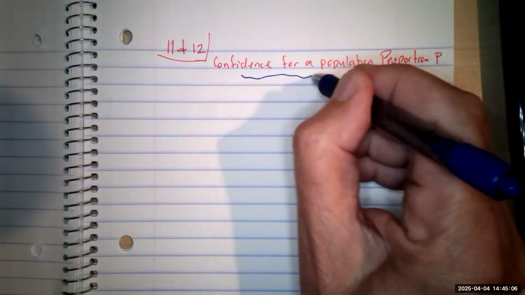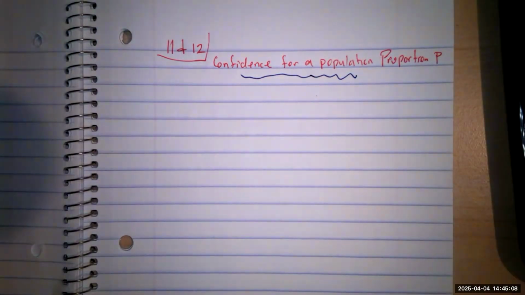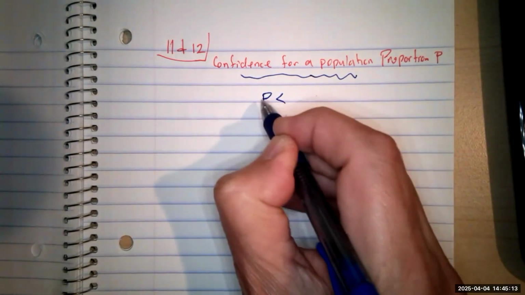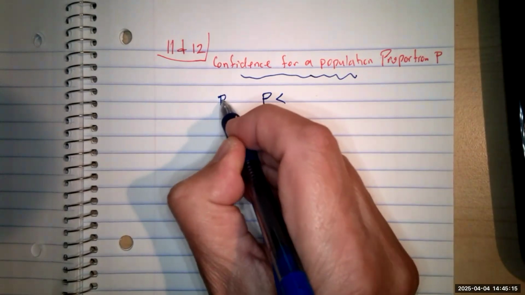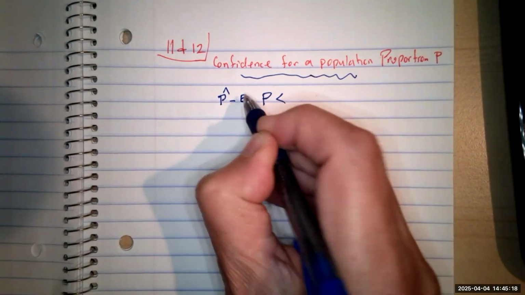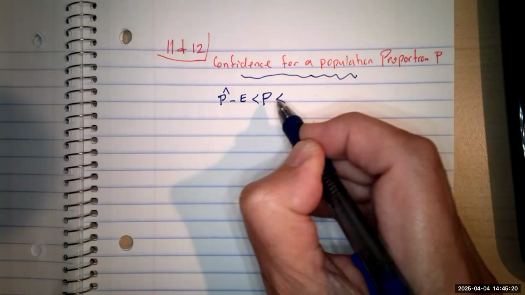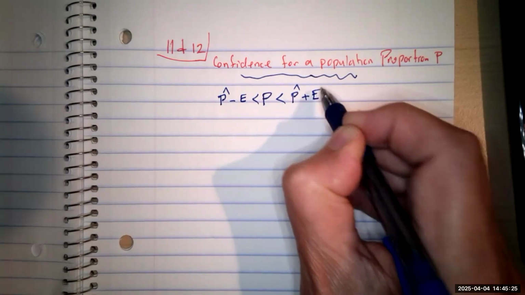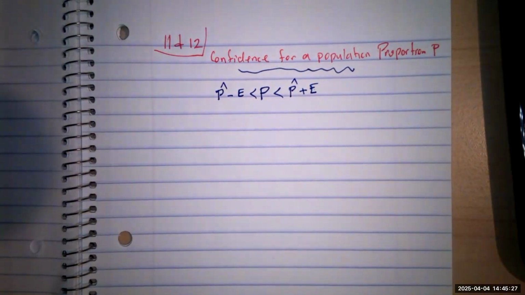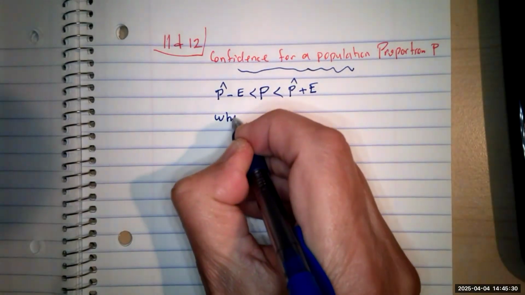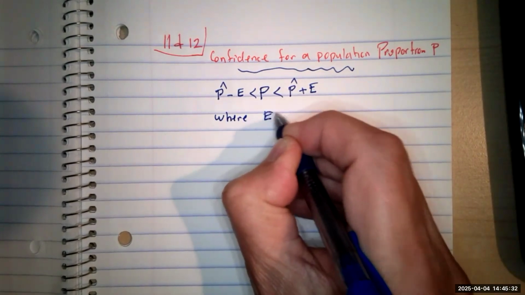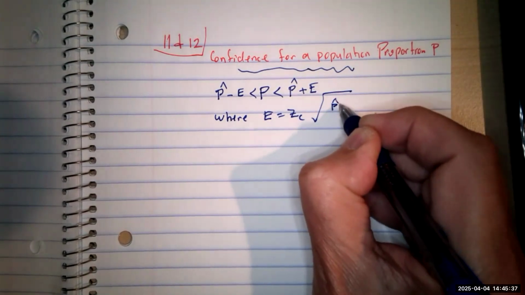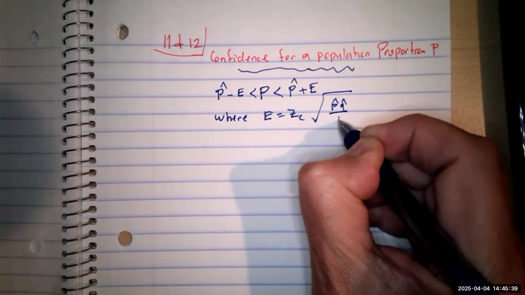So the formula that we proved for you is this. The P is going to be between P hat minus the margin of error E, and P hat plus E. That is going to be your confidence interval. And E is equal to ZC times the square root of P hat Q hat over N.